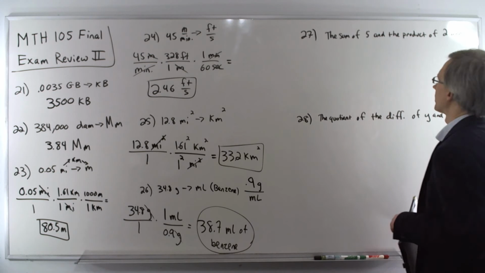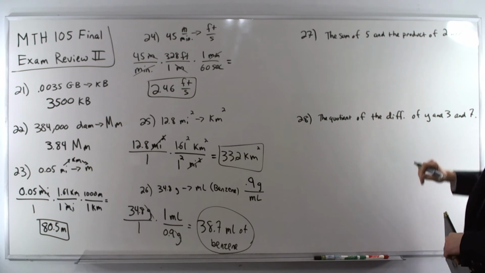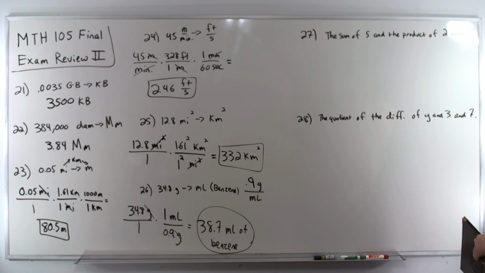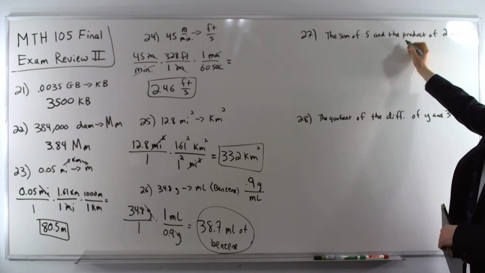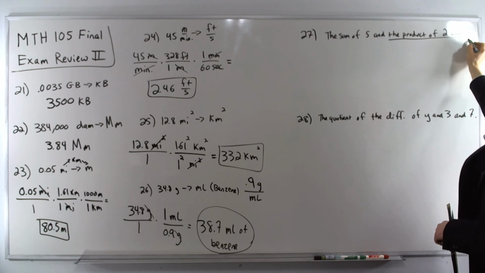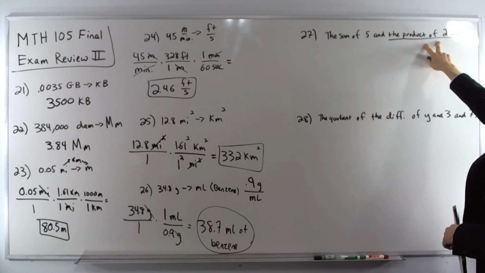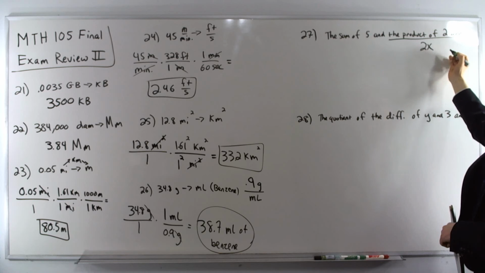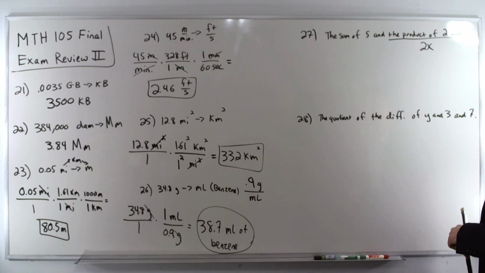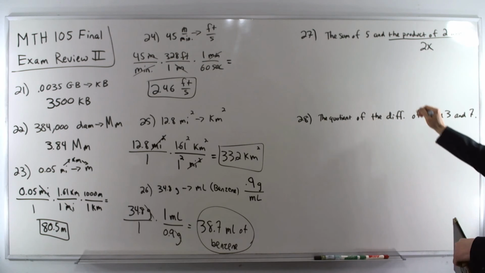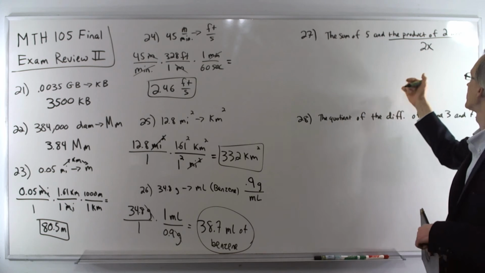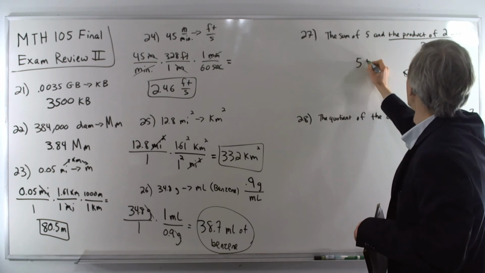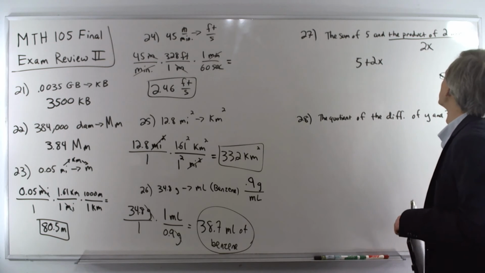Next up, conversion problems. We're going to convert this phrase into a mathematical expression. So let's start off with the simple expression. We've got the product of 2 and x. Convert this straight up into 2x. All right, now we can do the rest of it. The sum of 5 and this thing. Sum is addition, so that's 5 plus 2x.